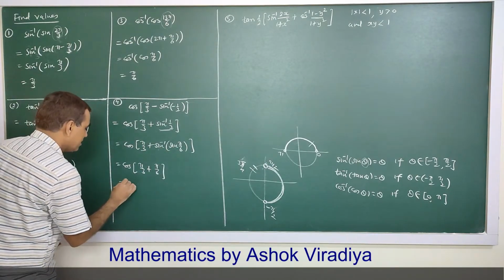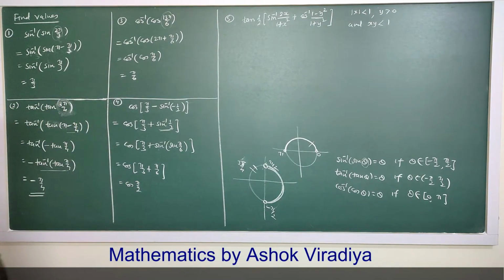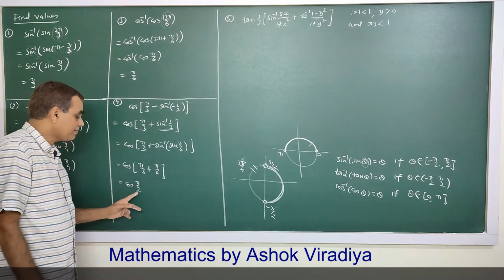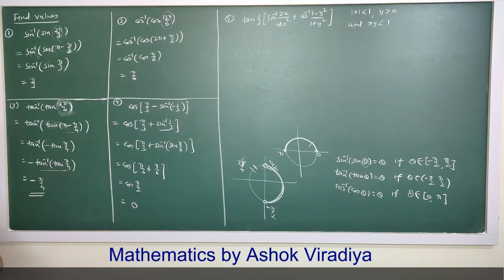So this is cos of pi by 2. Pi by 3 plus pi by 6 is pi by 2, and cos pi by 2 is 0. So its value is 0.